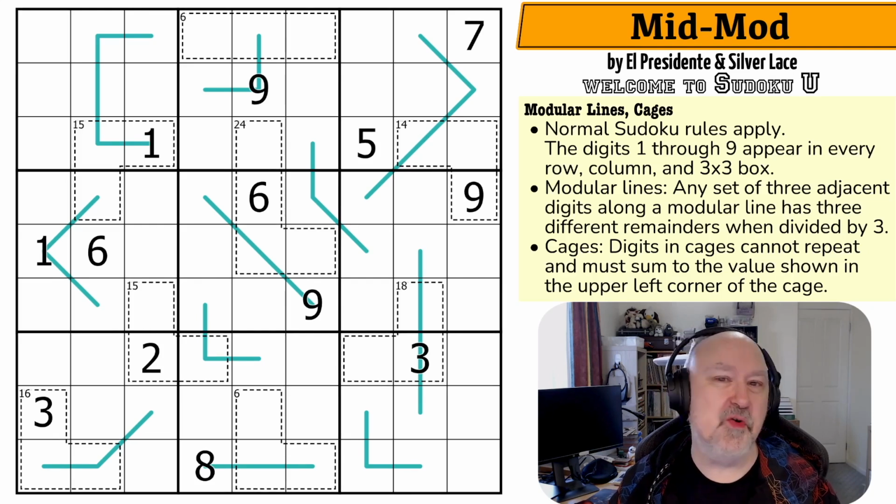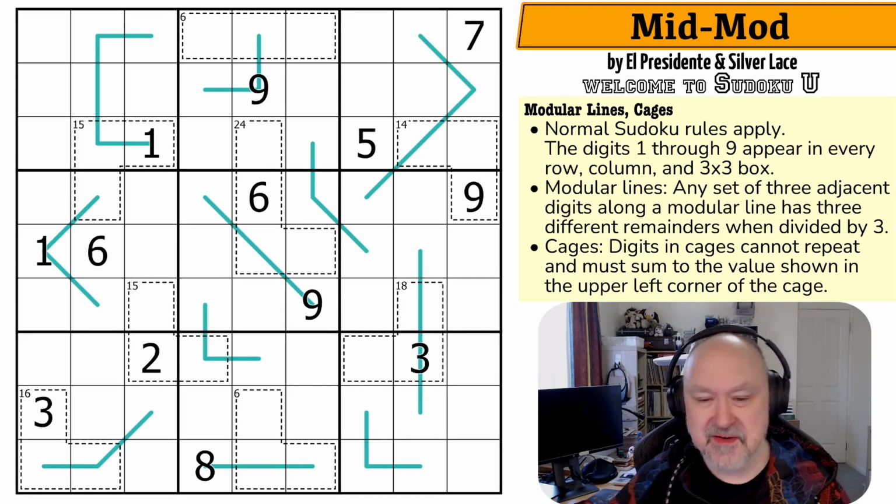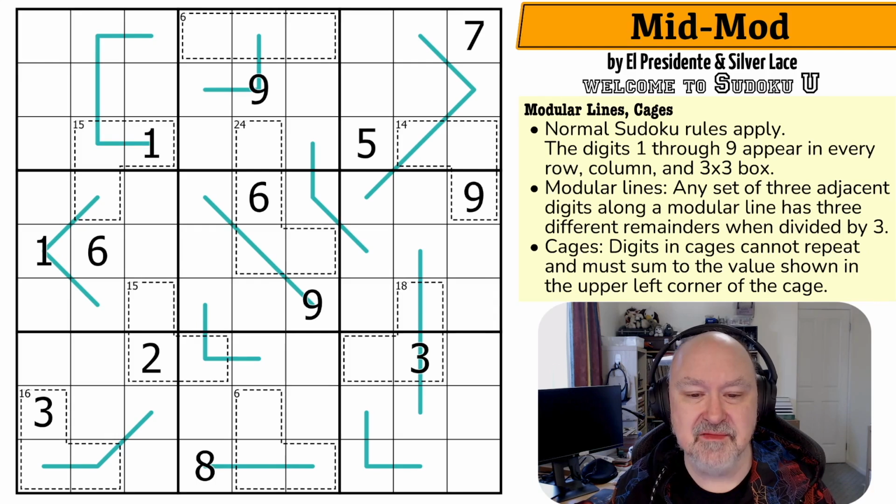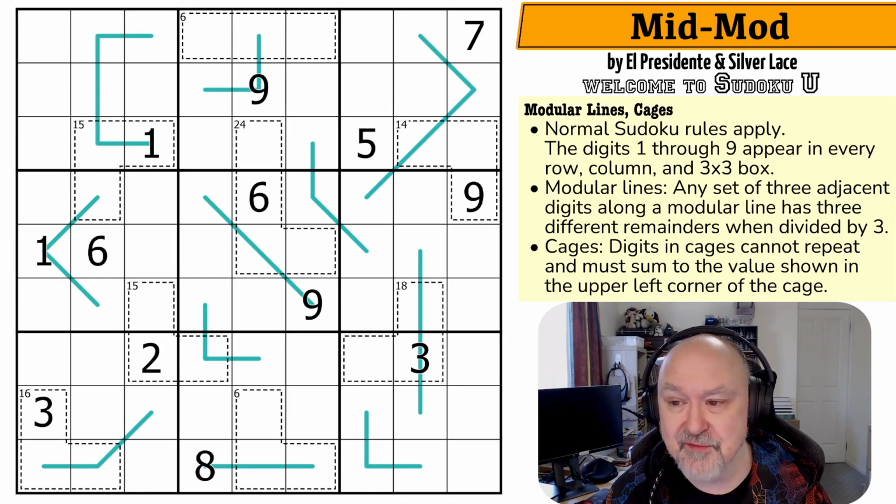I'm not trying to give a course guide here because I don't want to misrepresent the course, but it's teaching logical thinking, which doesn't happen as much as it used to, and I'm really glad that this is a thing. These puzzles were created as part of that classwork, and I've been lucky enough to be sent many puzzles that will be coming in an upcoming book, we hope, but you can get the puzzles through the channel. There is a playlist of Sudoku U puzzles here. So let's have a look at Midmod by El Presidente and Silverlace.